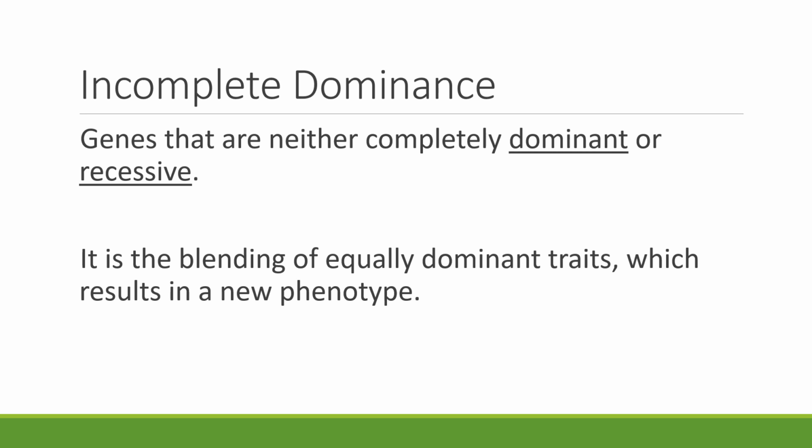Okay, so instead of like in pea plants where things were either yellow or green, with incomplete dominance, we actually do have a blending of the two. Okay, so they're always represented with capital letters. And as we go into our examples, you'll see what that looks like.